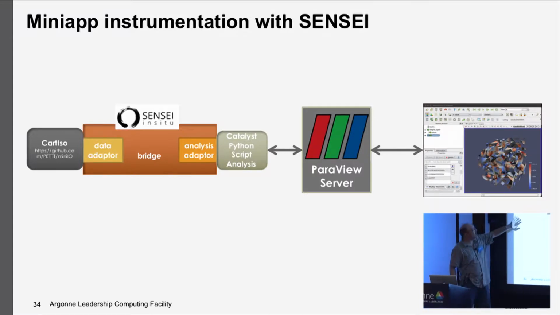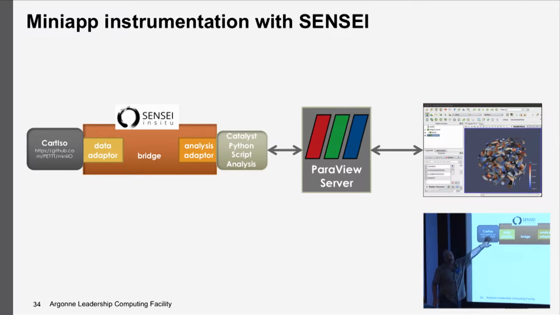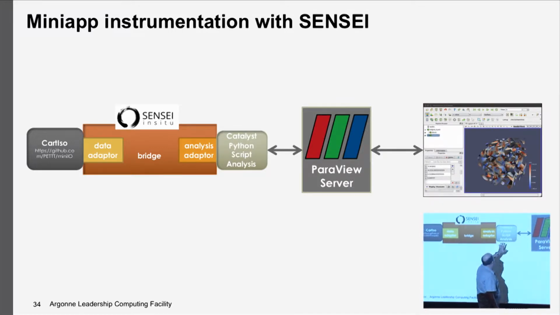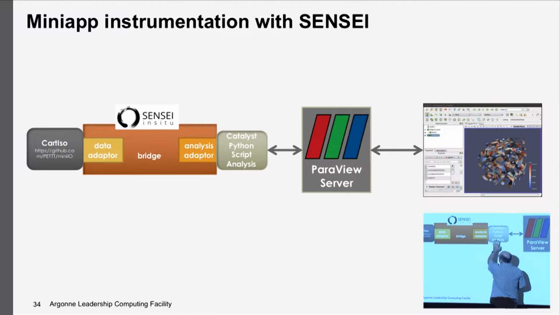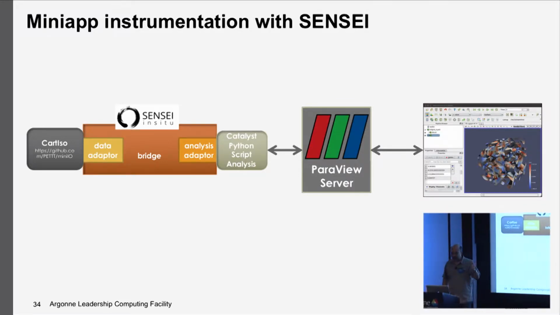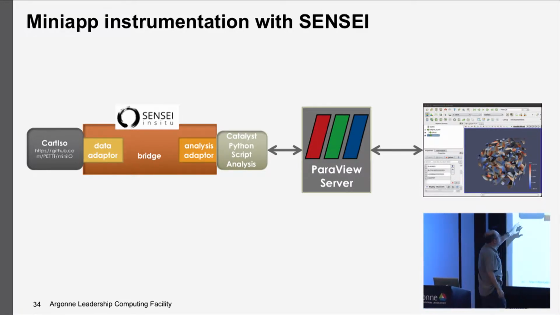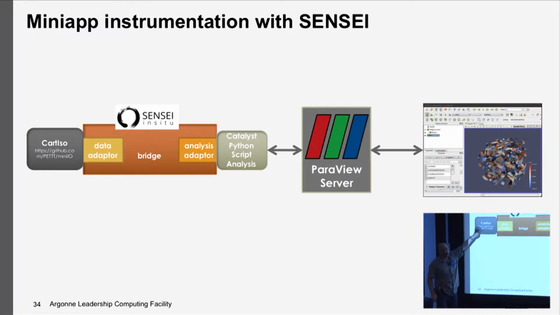There is an application, in this case a well-known mini app, and this is what the original application code, or the simulation code, will look like. On the other side, there is the existing analysis, something you want to do with the data. So the Sensei interface provides this block here. It has three main components: a bridge, a data adapter, and an analysis adapter. The data adapter is going to get pointers to the simulation data, and it will pass them to the other side.